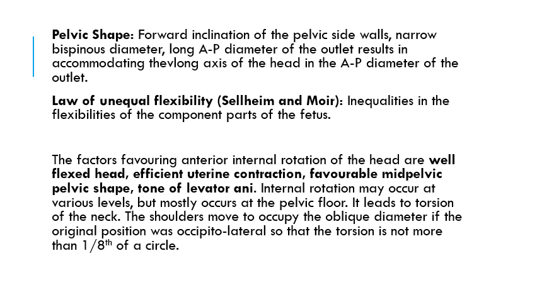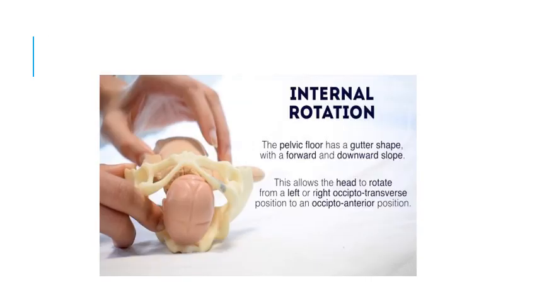tone of levator ani. Internal rotation may occur at various levels, but most commonly it occurs at the level of the pelvic floor. It results in torsion of the fetal neck. The shoulders move to occupy the oblique diameter if its original position was occipitolateral, so that the torsion that is sustained is not more than 1/8 of a circle. So here we can see internal rotation is occurring.